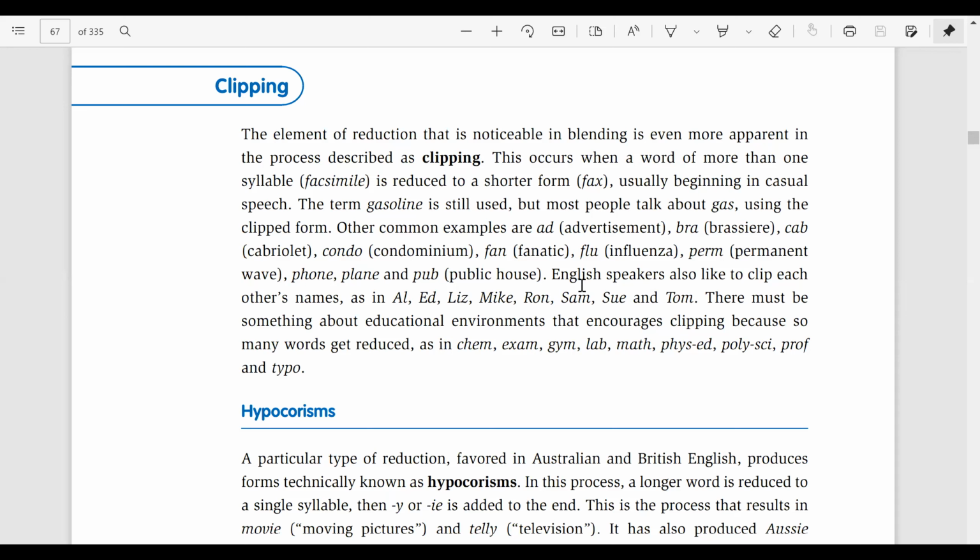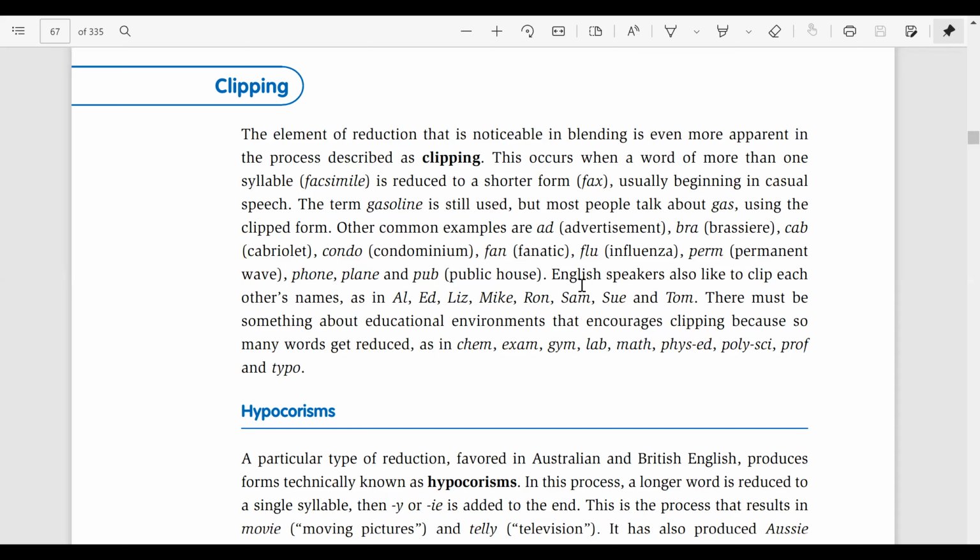Today in this lecture, we will discuss the remaining word formation processes. We have already discussed a few word formation processes in our first two lectures, and we will discuss the leftover word formation processes in today's lecture. And this will be the final lecture on word formation processes.